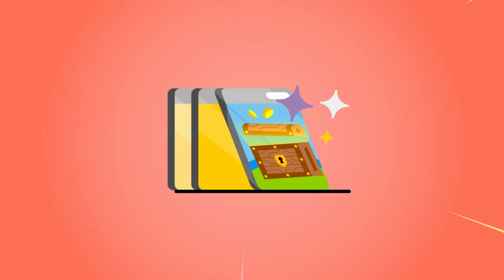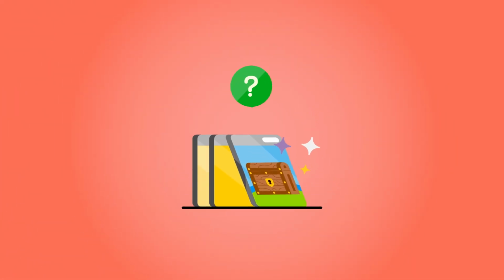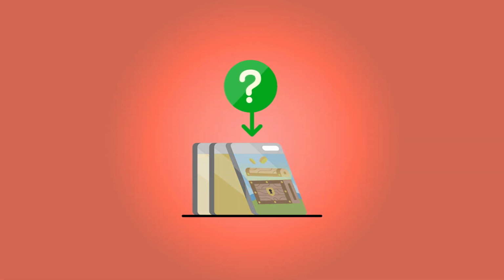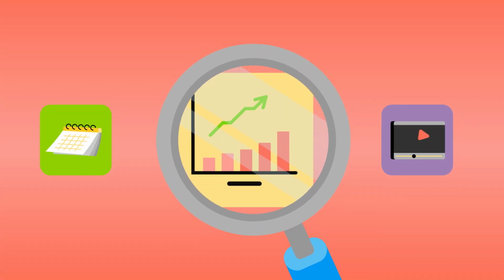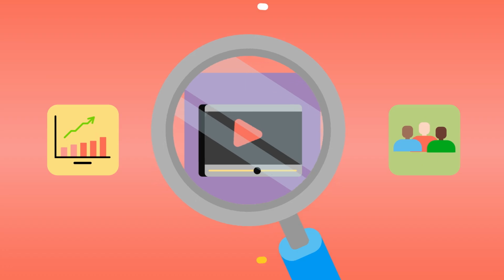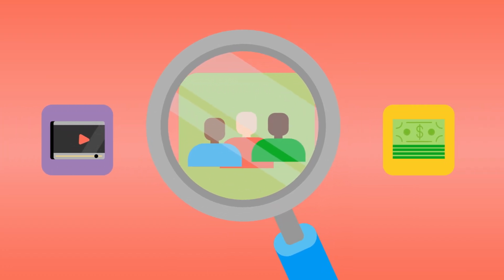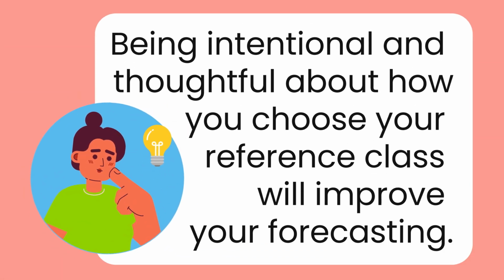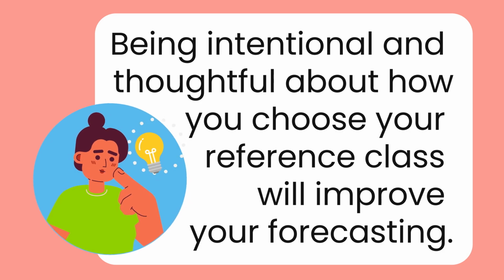However, there are often trade-offs when choosing reference classes. For example, if you rely too much on reference classes with only recent data points, you might end up with a group that's too small to provide reliable insights. To create a large enough reference class, you may need to give up looking for similarities that are highly specific. There's no single right answer when it comes to choosing the best reference class. It's always a balancing act, but that's okay. Being intentional and thoughtful about how you choose your reference class will improve your forecasting, even if you have to make some trade-offs in the process.